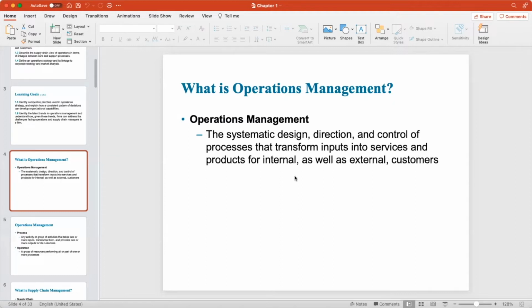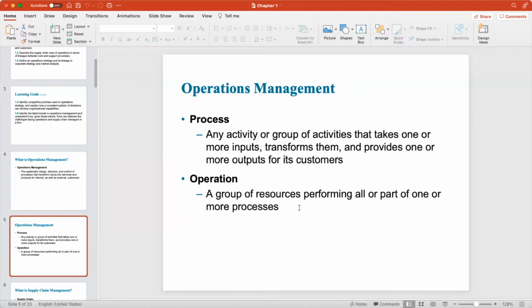Okay, the customer needs, all right? And our goal is to make this operational process as efficient as possible. That's why we need to design it more appropriately. We need to monitor it more efficiently, okay? So this will be a core idea of what operations management is.